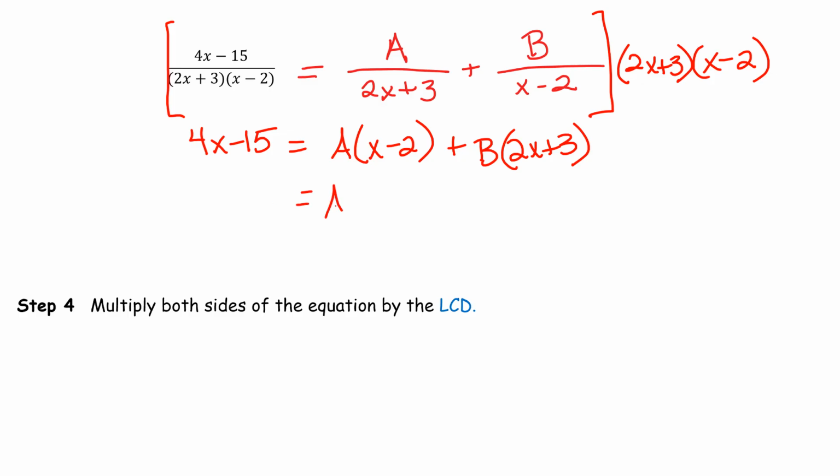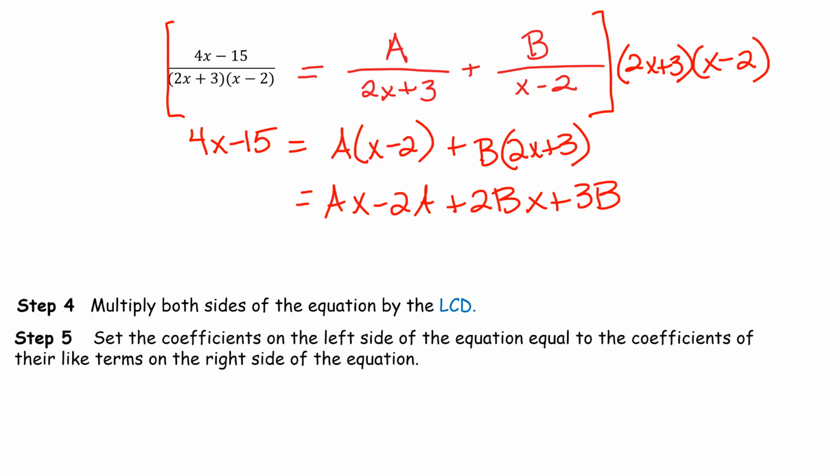And now we're going to multiply that out. We'll get ax minus 2a plus 2bx plus 3b. So we did that. Now we're going to set the coefficients on the left side of the equation equal to the coefficients of their like terms on the right side of the equation. That sounds complicated, but it's totally not. Get the x's together, so ax plus 2bx. Those are the terms that have an x in them. And then get the other things, the constants, which don't have any x's at all, over there.